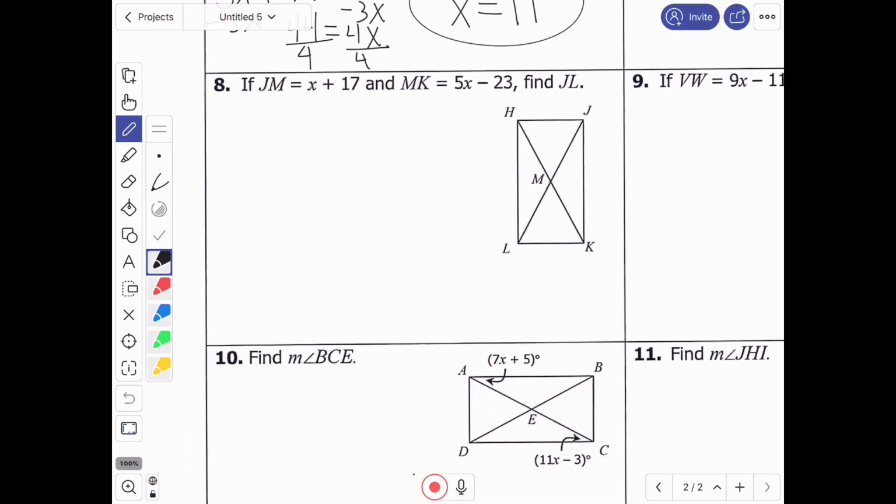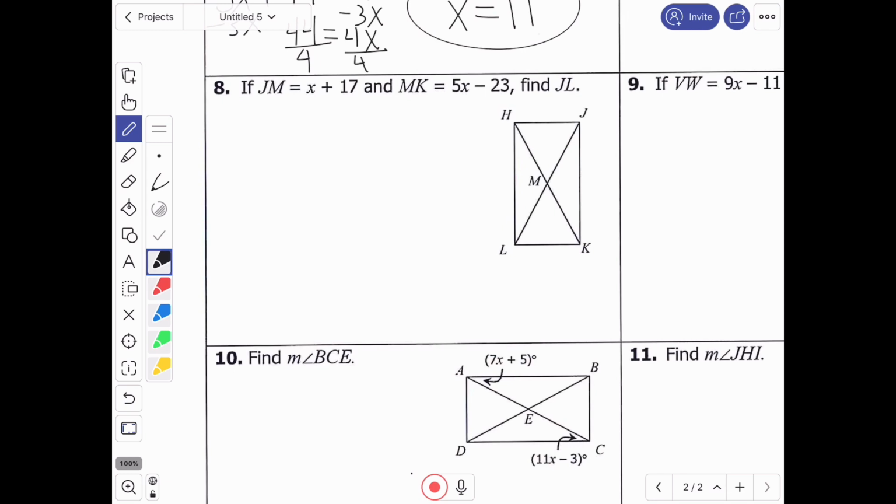Number 8. If JM equals x plus 17, so let's figure out where JM is. JM, I'm going to highlight it red. Here's JM, so that's just part of a diagonal. And MK is 5x minus 2. MK is here. Oh, 5x minus 23. So what's happening is, again, we have to look at those triangles.